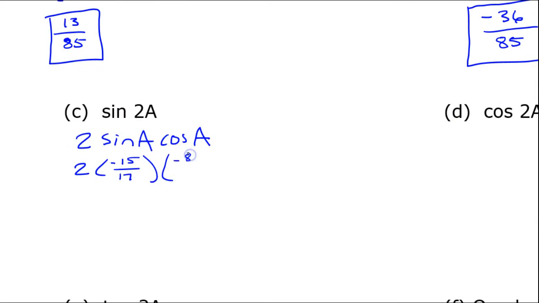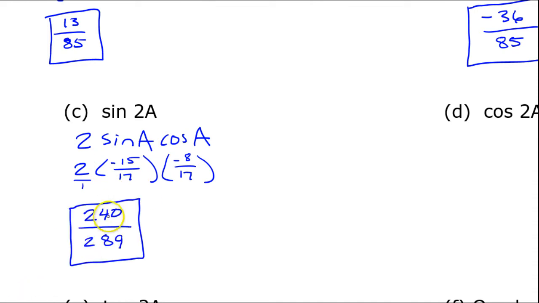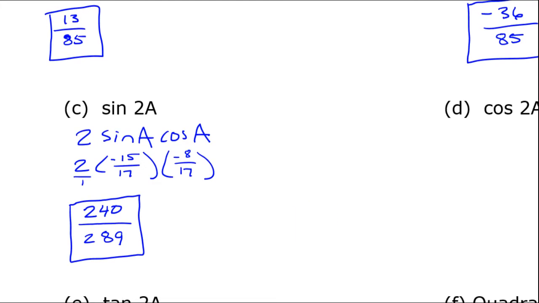Okay, look at this as being 2 over 1. Just multiply this all together and see what you get. 240 over 289. A negative times a negative is positive. Okay, I just did 2 times 15 times 8. That's 240. Okay, that's it for that.